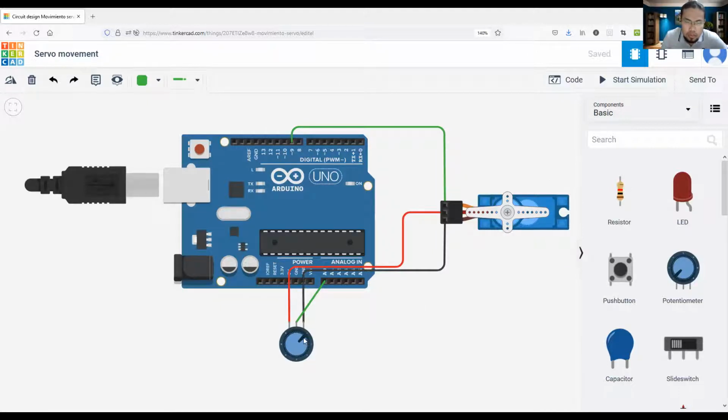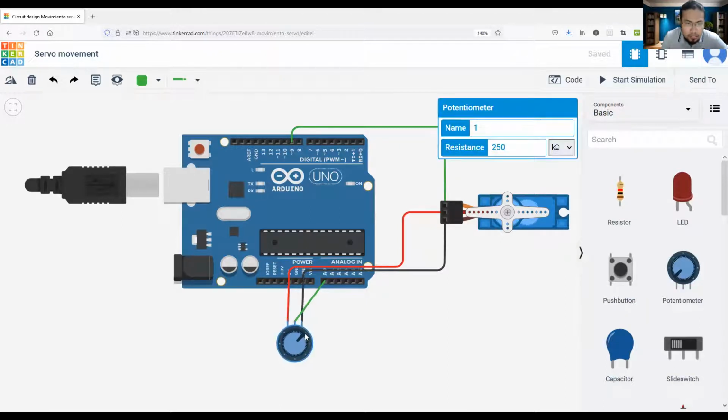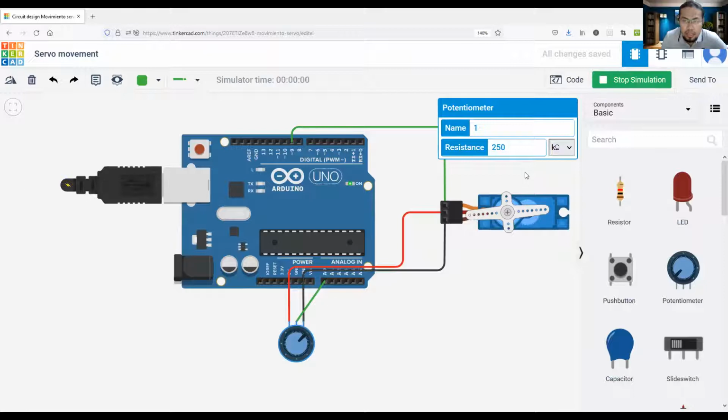This is a potentiometer on the other hand, and if we try to simulate this design, when you simulate, the system is going to run as if it is an actual device. So this is the very basic of simulation. You try to work out a design before it is translated to reality.